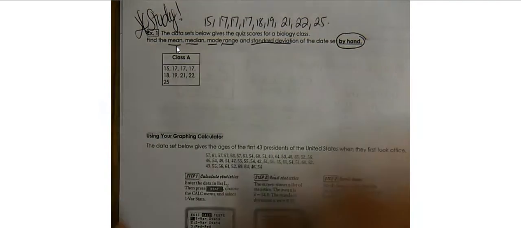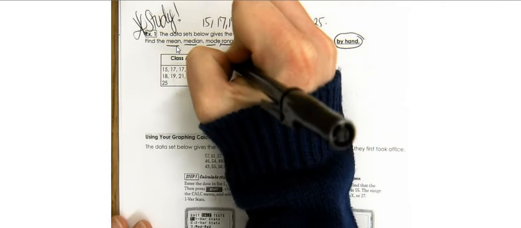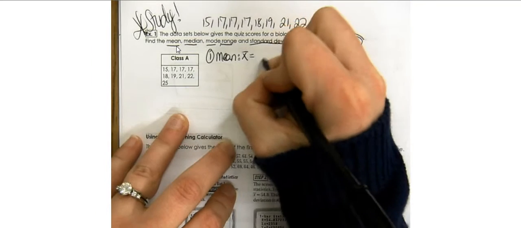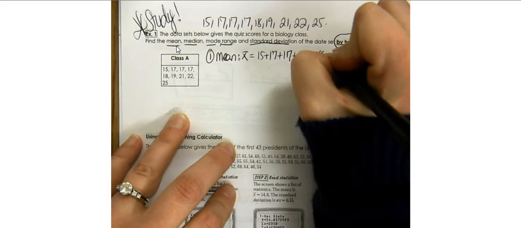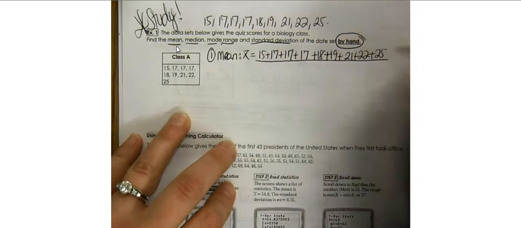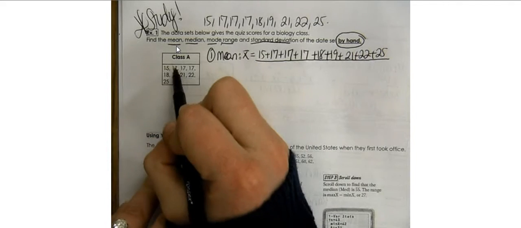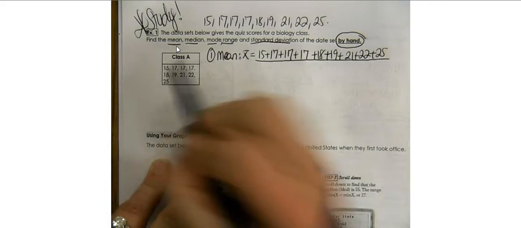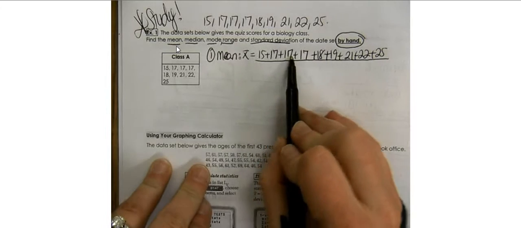Awesome. The first thing I want to do is identify my mean. Now remember that for the mean, we use x bar. So that's where you add up all of your values. It's 15 plus 17 plus 17 plus 17 plus 18 plus 19 plus 21 plus 22 plus 25. And this is all over, let's add up all of the values. We have 1, 2, 3, 4, 5, 6, 7, 8, 9. And I believe that I listed 9 numbers. So we're going to divide by 9.